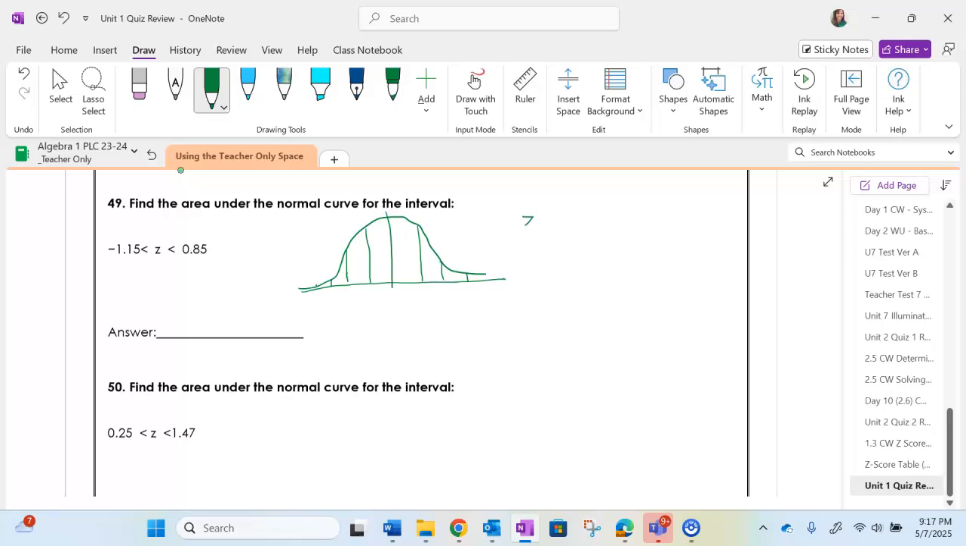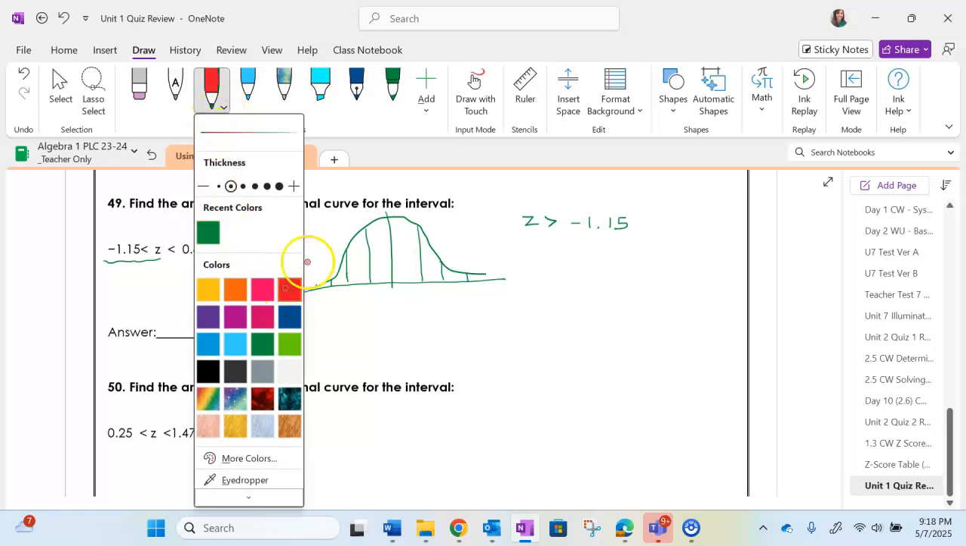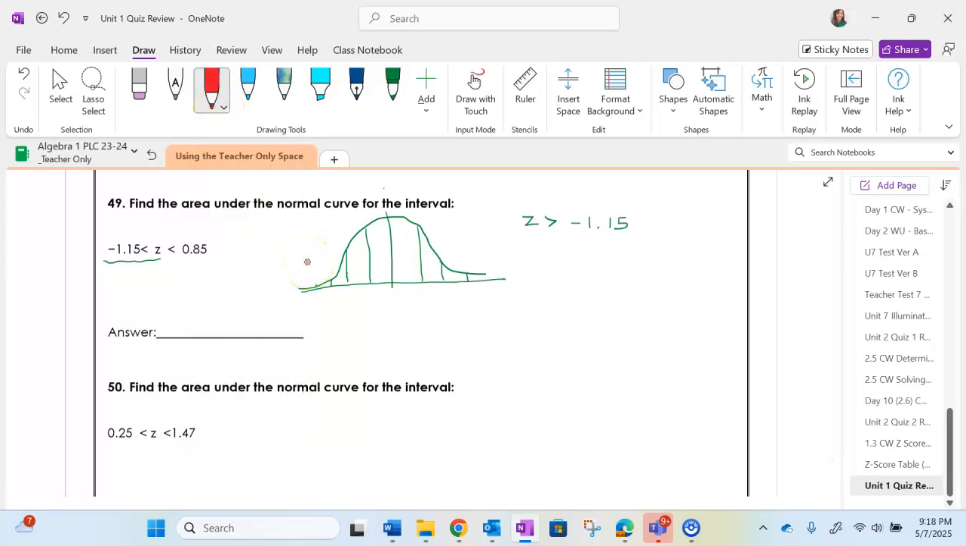So let's look carefully. This says we're going to do this half first. Z is greater than, because the open of the inequality is open in front of Z, negative 1.15. All right, I'm going to change colors for a minute. So we're going to go negative 1.15. It's just a little bit, so I'm going to draw a dashed line. That's where it is. And greater than it would be all this shaded here.